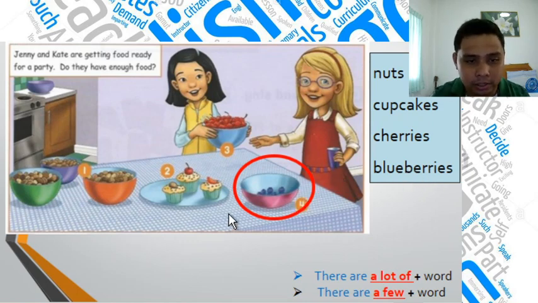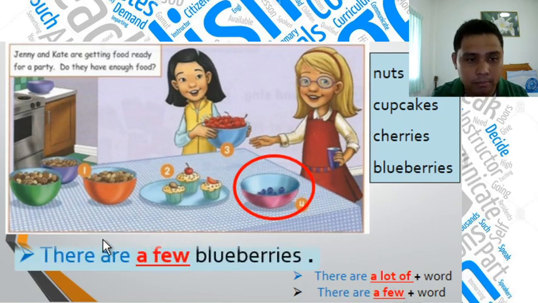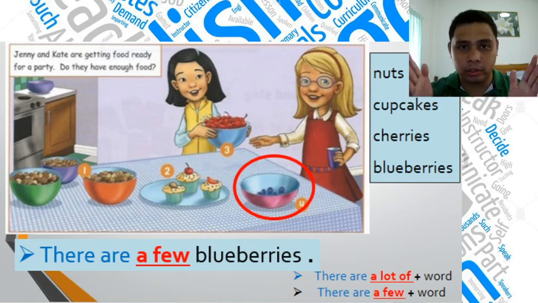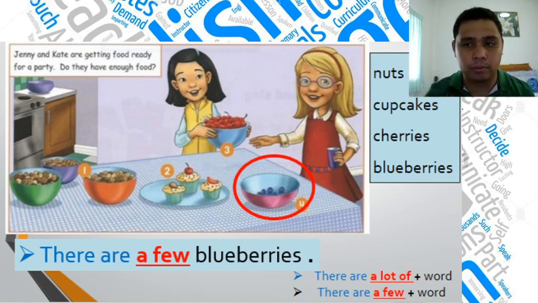What will be the answer here? There are a lot of, or there are a few? The answer will be this one: there are a few blueberries. Okay, so I hope you understand using there are a lot of and there are a few. Don't forget there are a lot of and there are a few.